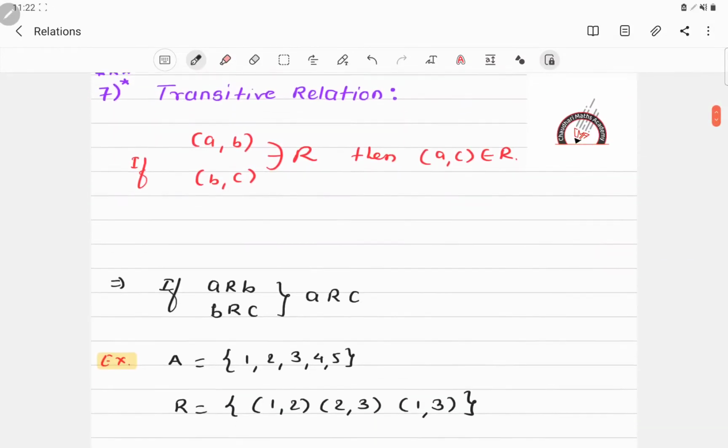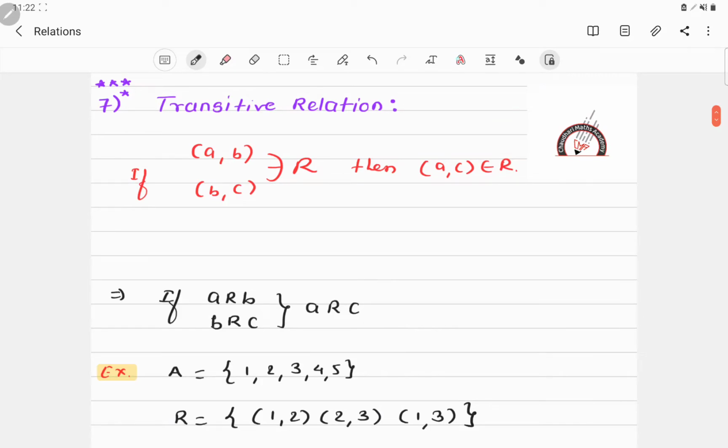Okay, then let's switch over to type number 7. Very important one from your examination point of view, so make a note of it. Transitive relation. So what is a transitive relation? Let me explain this in simple language.